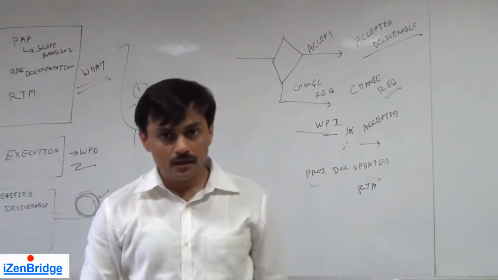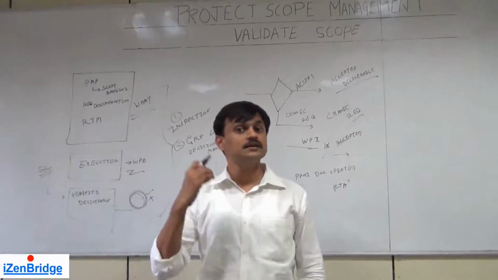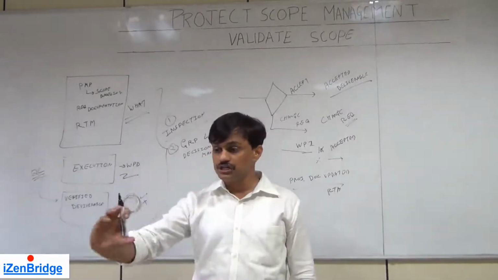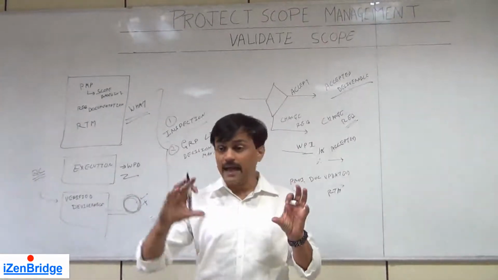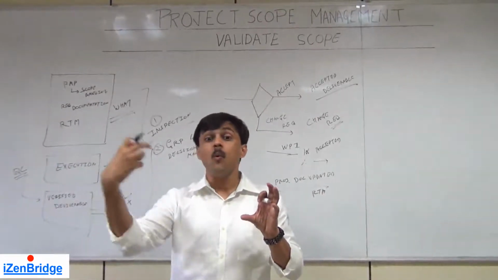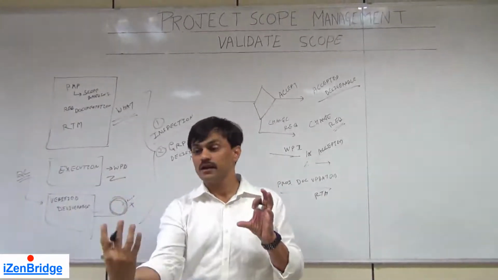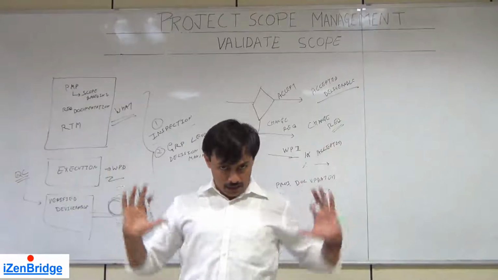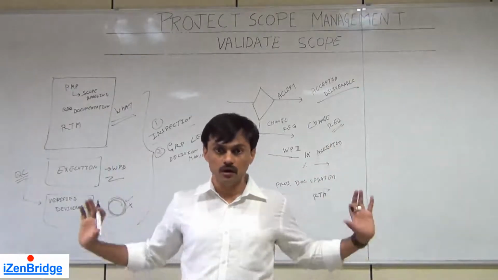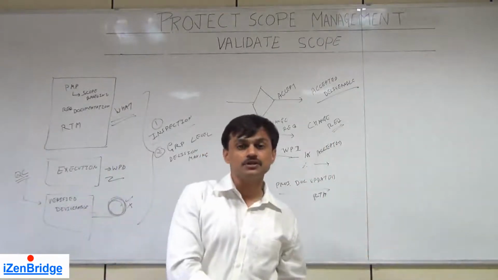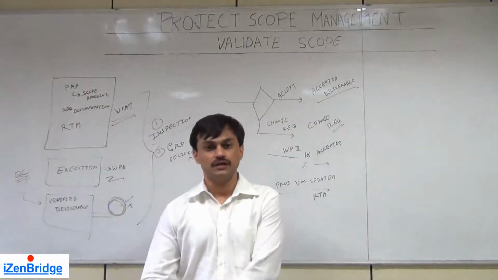So in summary, validate scope is a process which takes a scope and quality verified, project team verified deliverables, and the customer or a sponsor either accepts it or generates a change request against it.